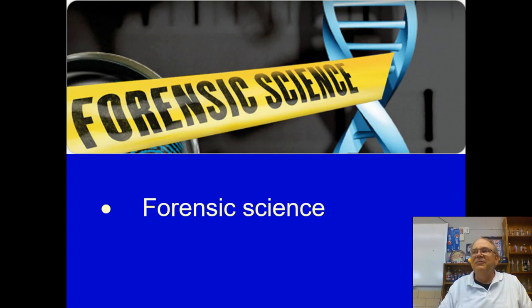Another thing that really came into its own in the 20th century was forensic science, which you should know, of course, means using science to solve crimes. One of the big things we think about in forensic science is DNA. Now, DNA, of course, is looking at genes.